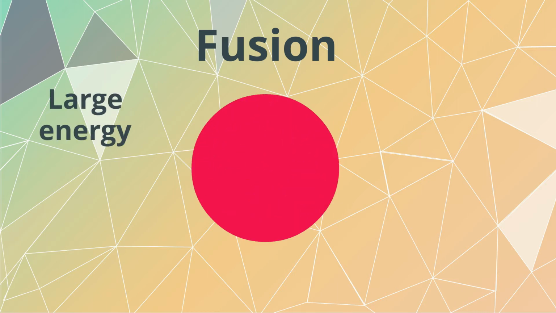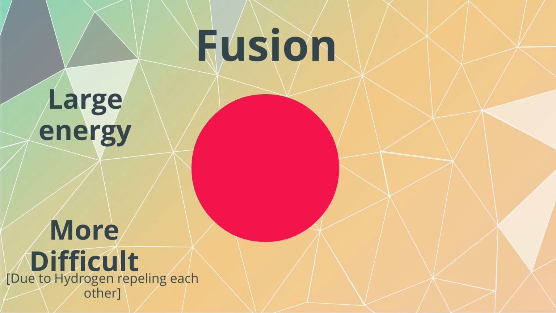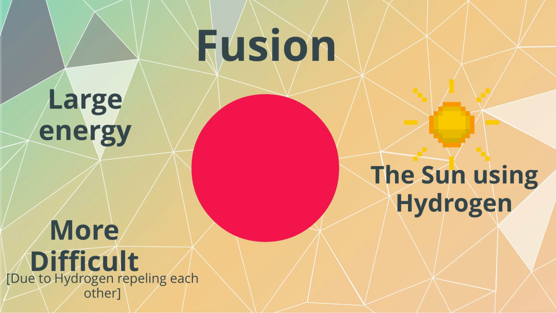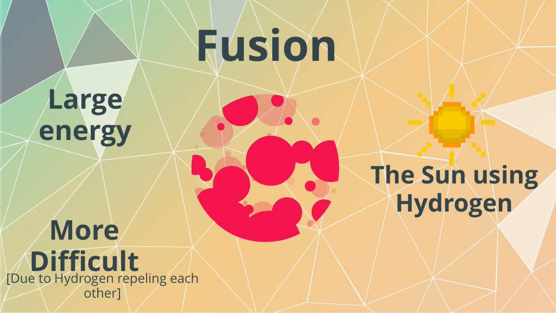The one thing that differentiates the two processes is that fusion is much more difficult to achieve than fission because of how the hydrogen nuclei repel each other. Therefore, more energy is required to overcome the electrical repulsion between the nuclei. For example, the sun gets its energy from the fusion of hydrogen nuclei.